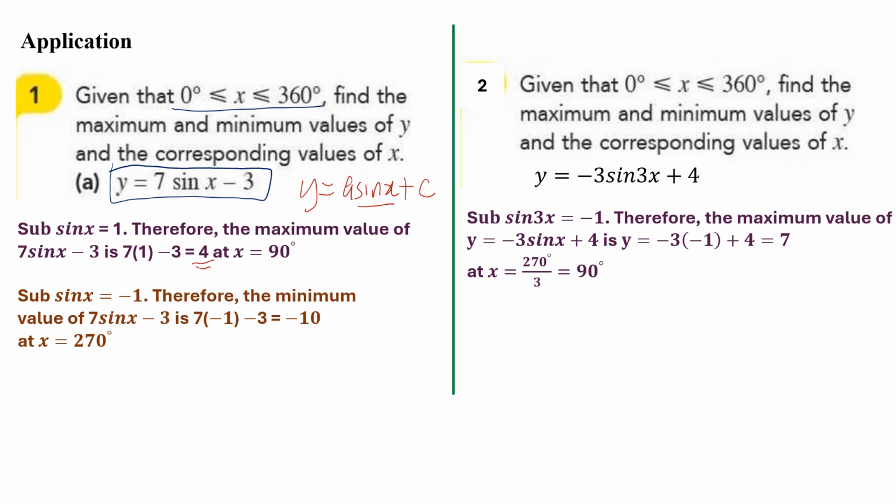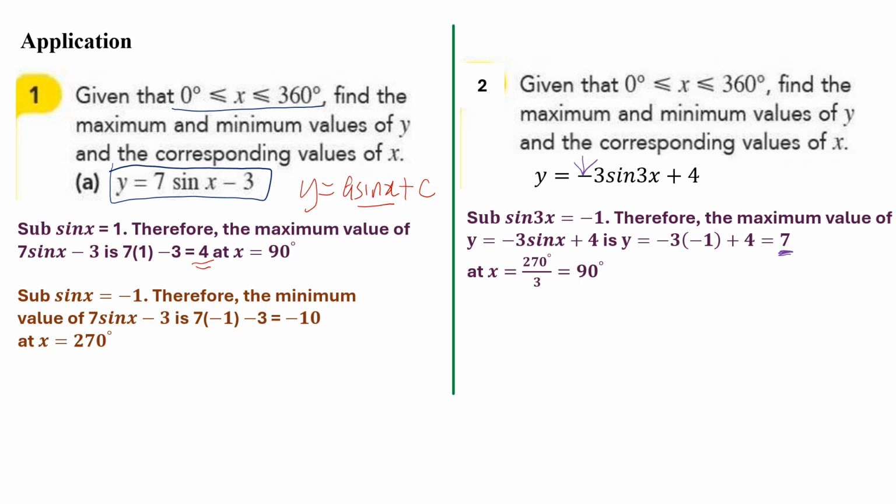If you substitute sine 3x equals 1, then you're actually finding the minimum value. Why is that so? Because I have a negative here. I need to multiply with another negative to give me a positive, to give me a bigger number. If I have a negative times a positive number, then I'll get a smaller number. If I take negative times another negative, I'll get a bigger number. So therefore, I need to substitute sine 3x to be -1. So the maximum value of y will be -3 times -1 plus 4, which is 7.